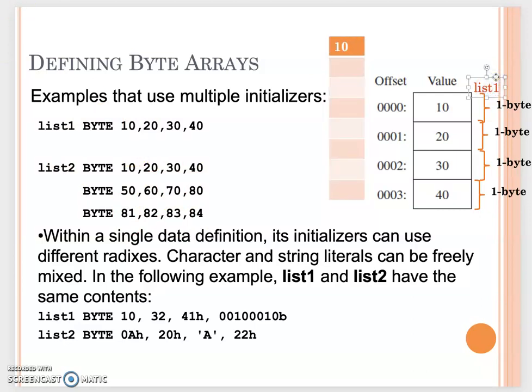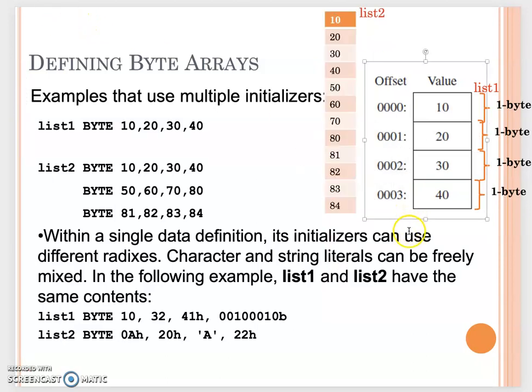So list 2 will look like this. You see, you have list 2. You start from the beginning for this location. Then you continue, they are all byte. So then 20, 30, 40, 50, 60, 70, 80. Of course, you will continue: 81, 82, 83, 84. But I don't have enough room for that, so I need to make that smaller. Yeah, so that's how the list should look. That's what the memory location looks like.